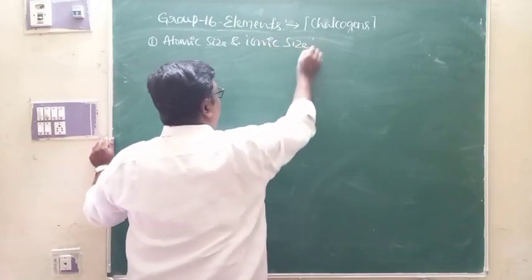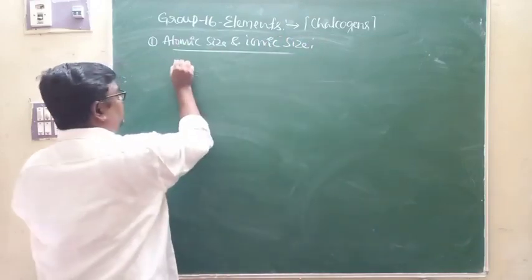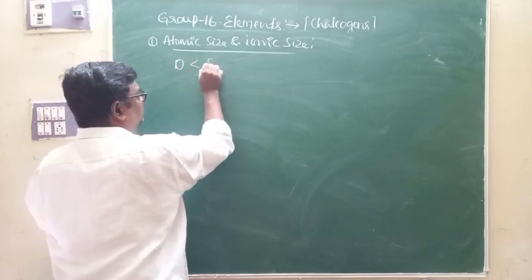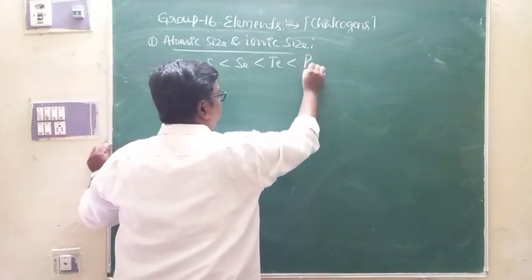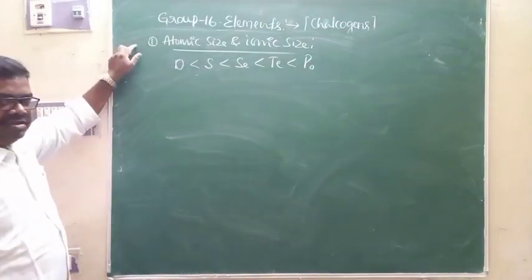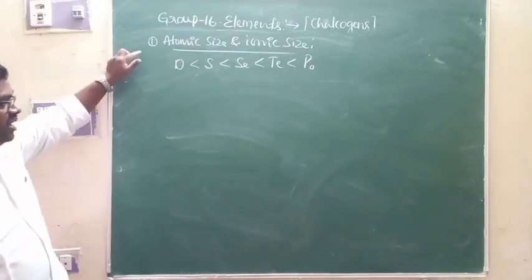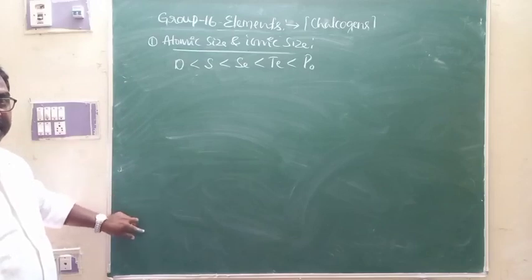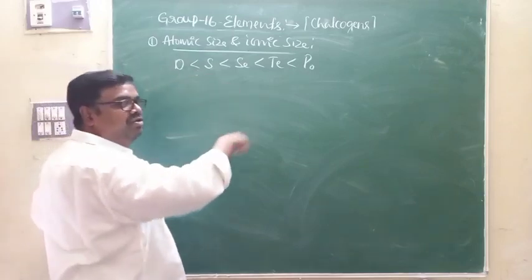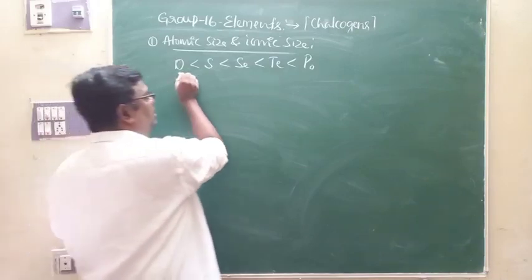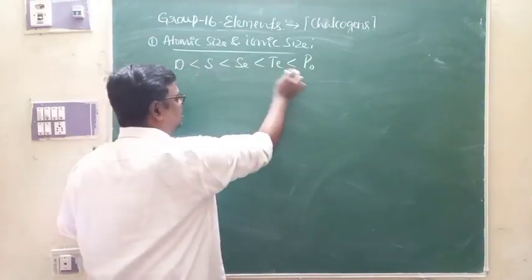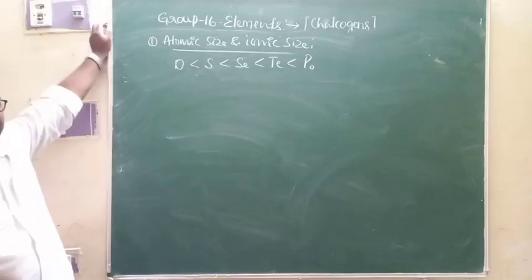As usual, I already discussed that the atomic size of oxygen is less than sulfur, less than selenium, less than tellurium, less than polonium. If I move from oxygen to polonium, an electron enters a new main shell. Therefore, atomic size increases from oxygen to polonium. This is the usual trend.